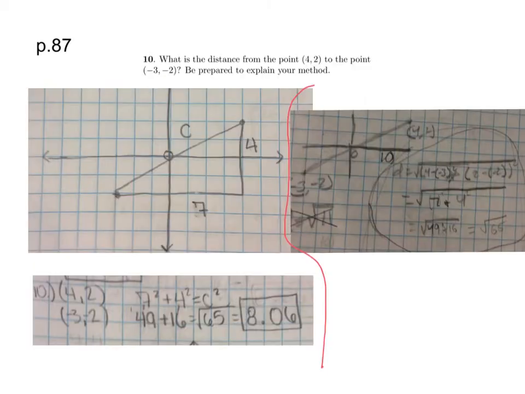What is the distance from point 4, 2 to the point negative 3, negative 2? Be prepared to explain your method. So first I plotted the points on a graph. So that's 4, 2, and this is negative 3, negative 2. And then I found the distance in between them, and it was 7 and 4, and then I did the Pythagorean theorem right here, and I got 49 plus 16 equals 65, and then I did the square root of it, and I got 8.06.